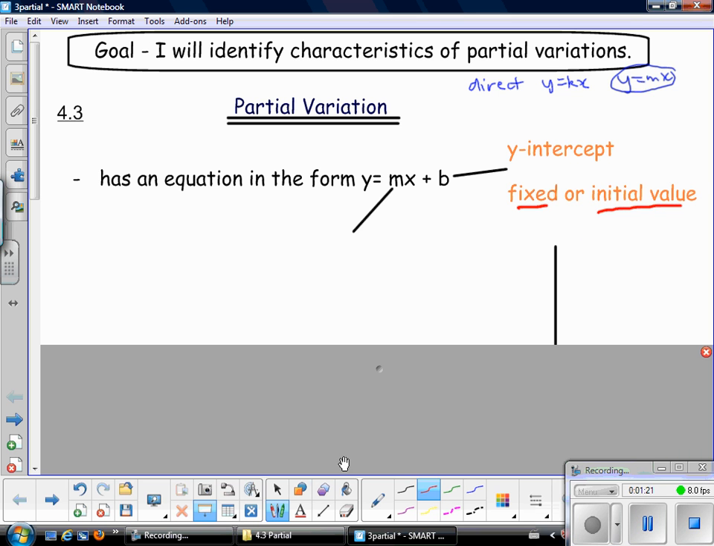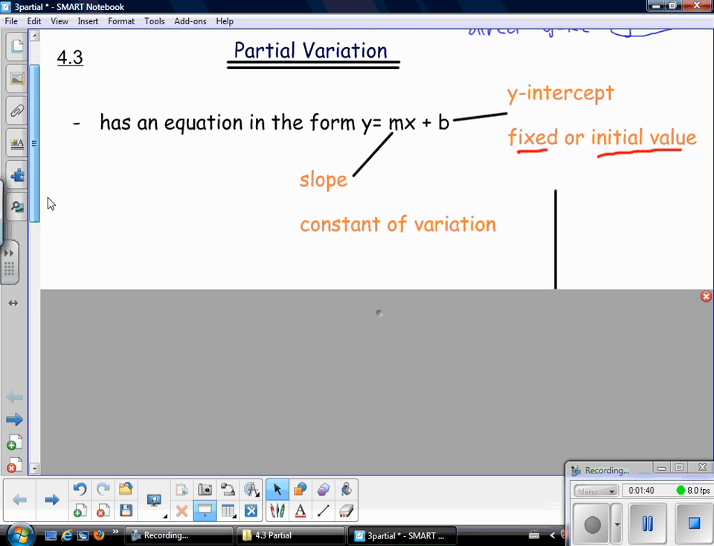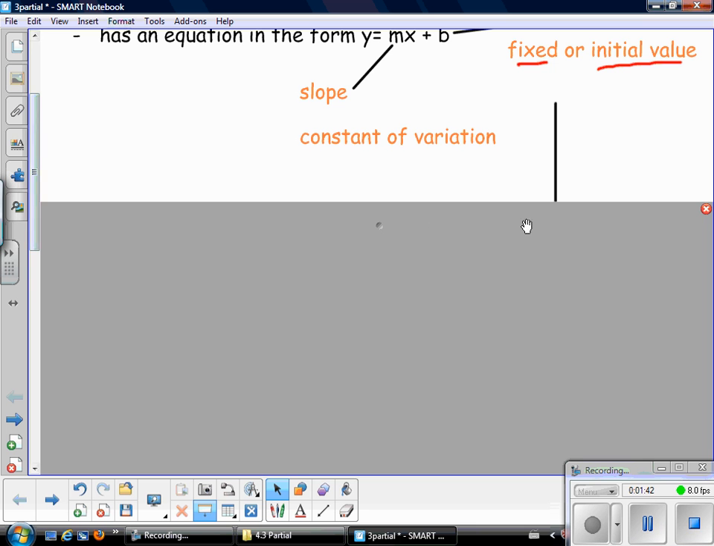Okay, now the m is actually the same as what it was before. It's the slope or the constant of variation. So what's different here is that this is the same, but this time we have an actual b value, whereas for the direct we didn't have a b value. The b value was 0.